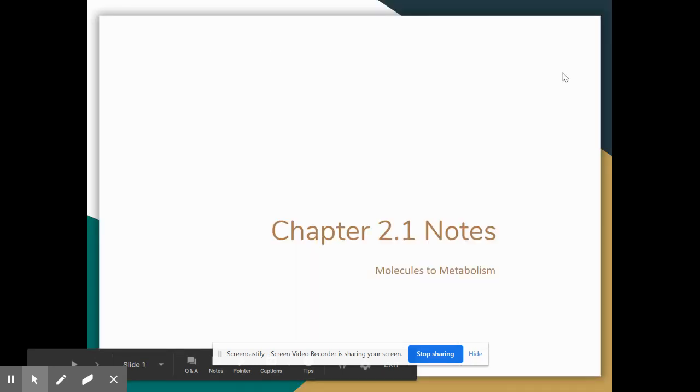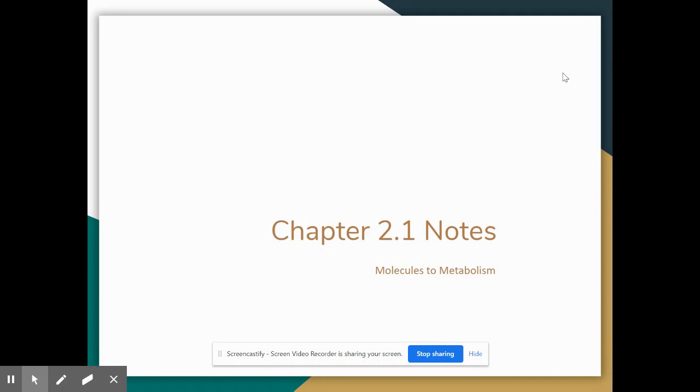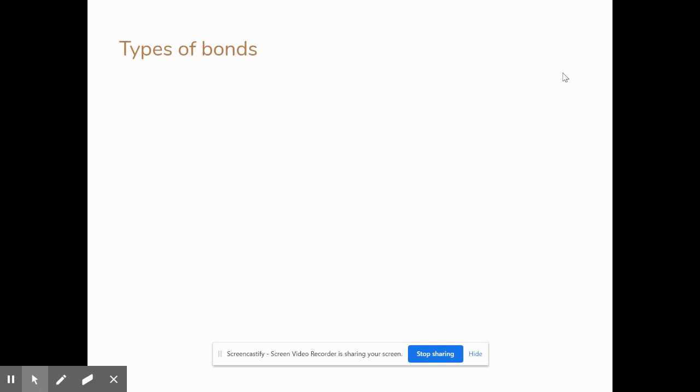All right, we're starting chapter 2.1, molecules to metabolism. This is a lot of review from Bio 1 and chemistry, so that is good because this is a very long unit. I review over the types of bonds.